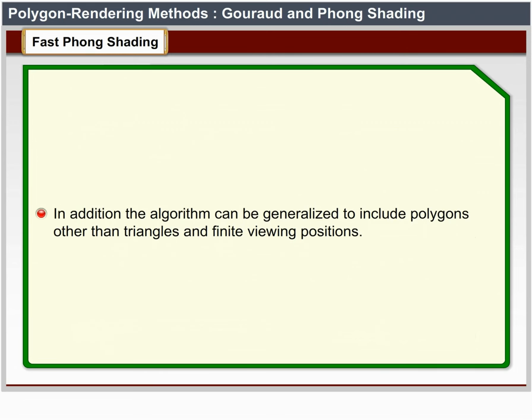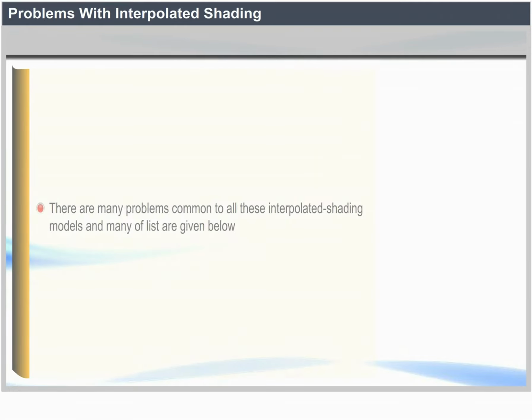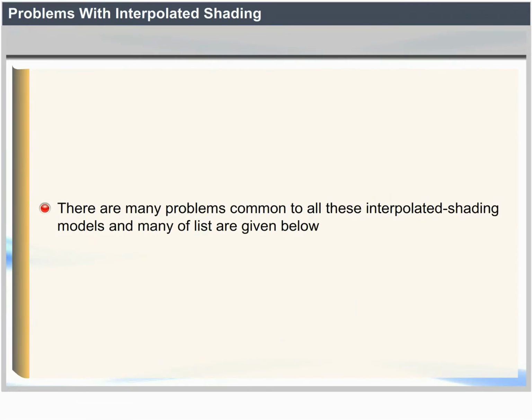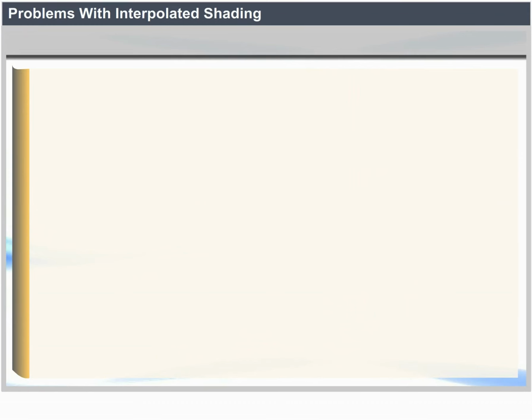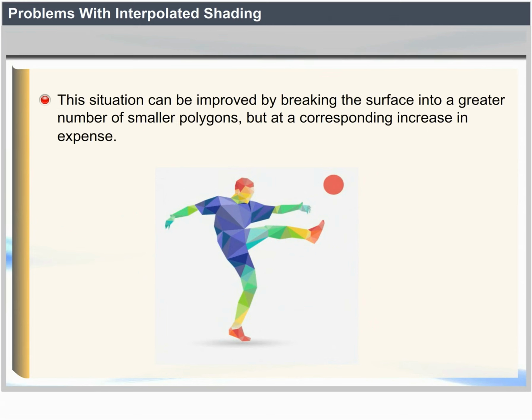Problems with interpolated shading. There are many problems common to all these interpolated shading models, several of which we list here. Polygonal silhouette. No matter how good an approximation an interpolated shading model offers to the actual shading of a curved surface, the silhouette edge of the mesh is still clearly polygonal. We can improve the situation by breaking the surface into a greater number of smaller polygons, but at a corresponding increase in expense.